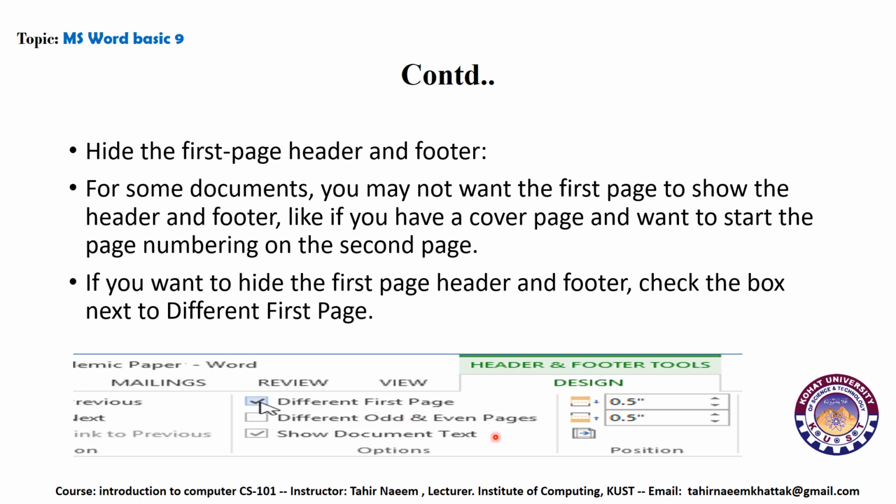While here you can see, if we have a document where our requirement is that odd and even pages contain different information, then we can also check this option. And here, show document text, which means that the text is shown.